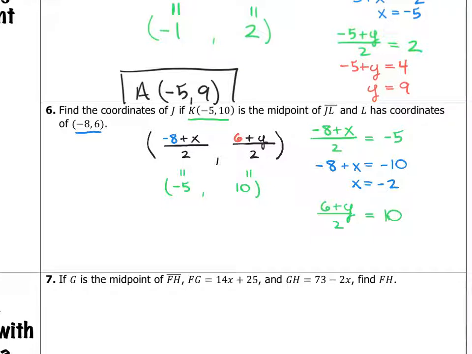And then next equation, multiply both sides by 2, you get 6 plus y equals 20. Subtract 6 from both sides and you get y equals 14. So these are the coordinates of our missing point J, and that's going to be -2, 14.